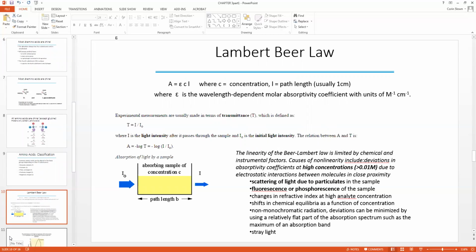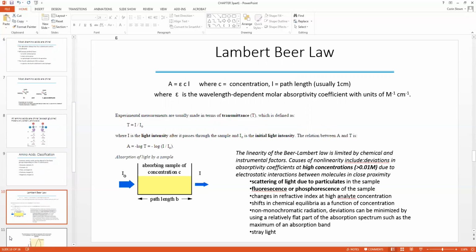So this is where absorption is equal to epsilon Cl, where C is our concentration, L is our path length, usually 1 centimeter, and epsilon is this wavelength-dependent molar absorptivity coefficient that has the units of our concentration and path length, because absorption is going to be unitless. So how do we do this?